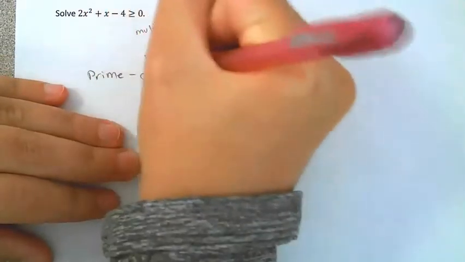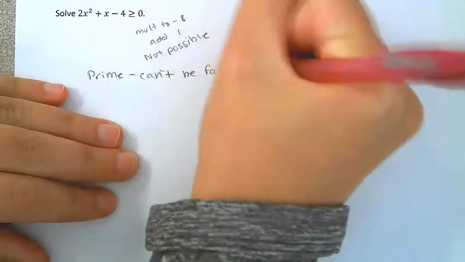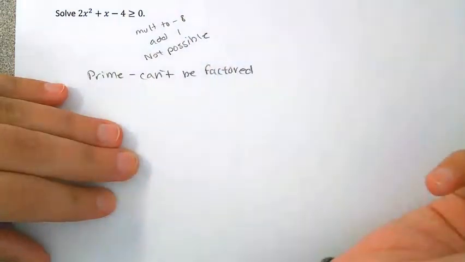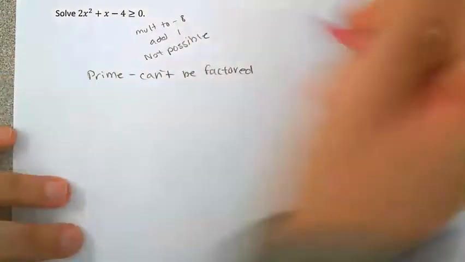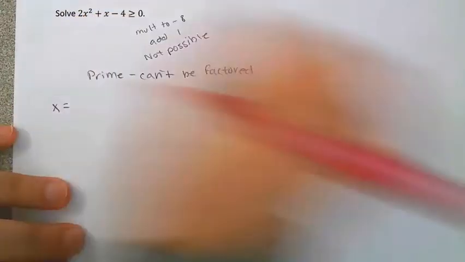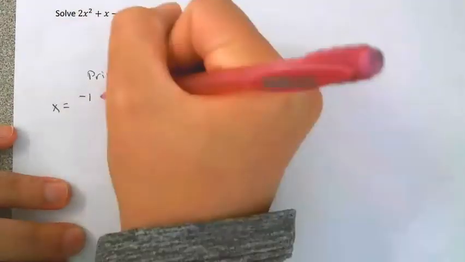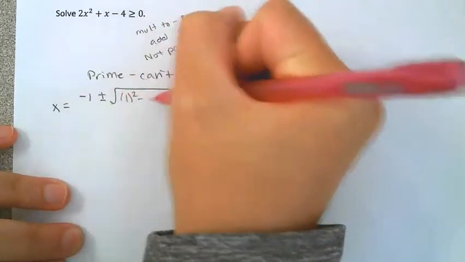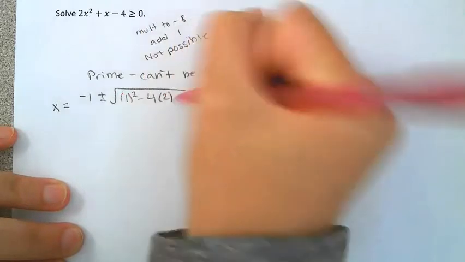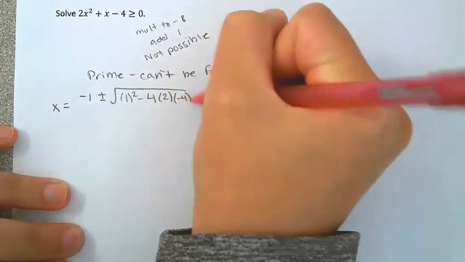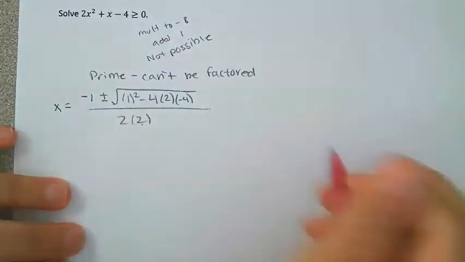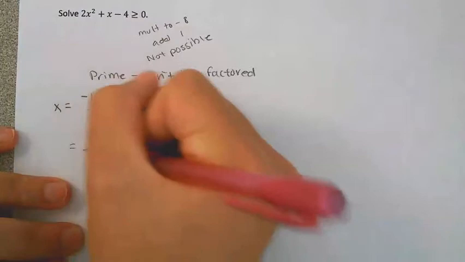It is prime. It can't be factored. So we're going to jump to the quadratic formula because that's what we have left. The quadratic formula is x equals negative b, negative 1, plus or minus the square root of b squared, 1 squared, minus 4 times a, which is 2, times c, which is negative 4, all over 2 times 2, 2a.